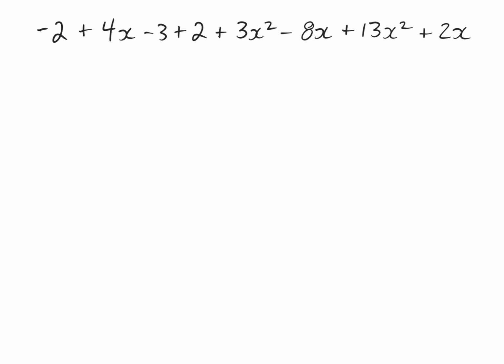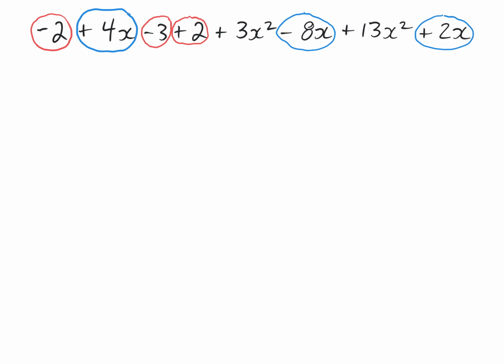So we're going to put red circles around the constants. Don't forget to include the sign directly to the left. Okay, so we've got those. I'm going to put blue circles around my x terms, including the sign directly to the left of it. And then I'm going to put some black rectangles around my x squared terms like so.